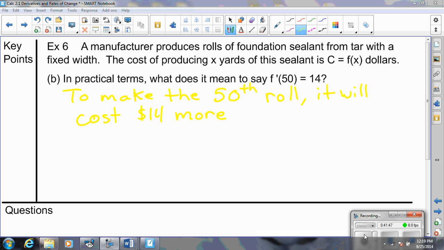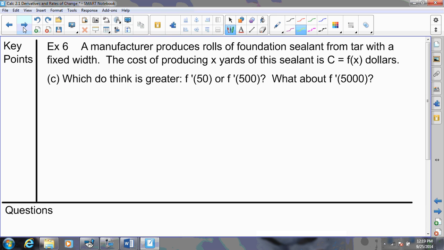So here we go. f prime of 50 is saying to make the 50th roll, it's going to cost us $14 more. If we had something that was f prime of 1 equals 300, to make the first roll, it costs us 300. Of course, the idea behind that is here. Is it going to cost more to make the 50th roll or the 500th roll?